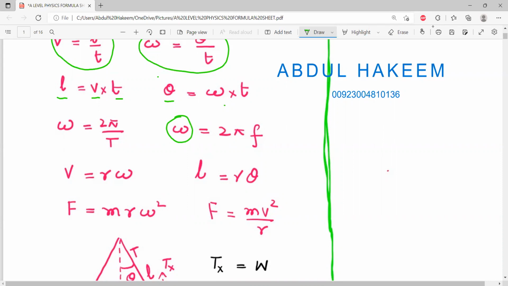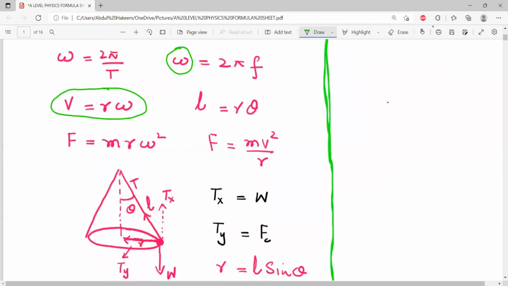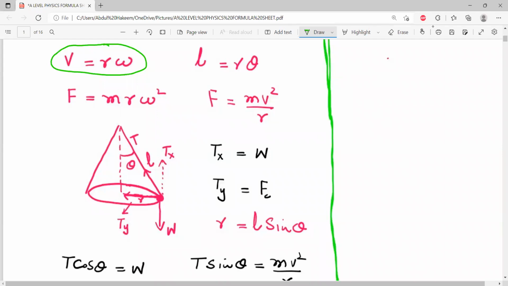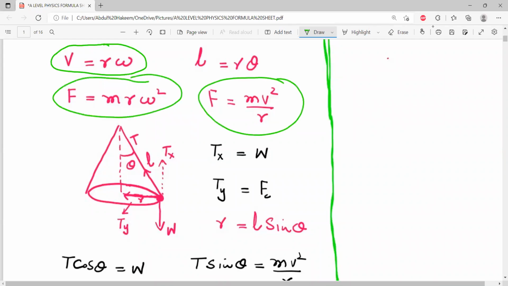And then the next formula is the relation between the linear speed and the angular speed. V is equal to r omega, and the length of the arc is equal to radius times angular distance theta. I mean L is equal to r theta. And next is the centripetal force formula. F is equal to either mv square over r or m r omega square.